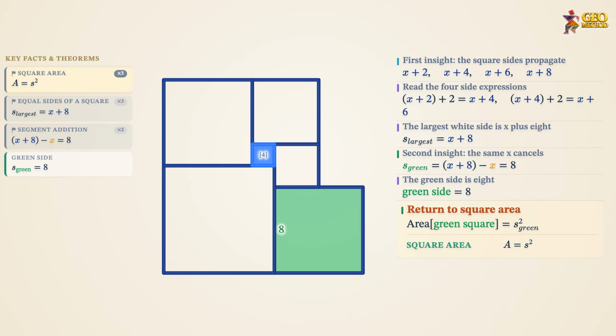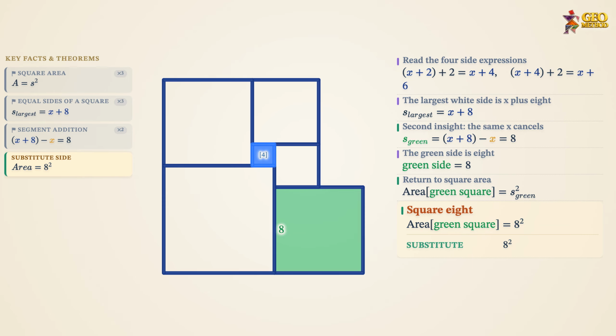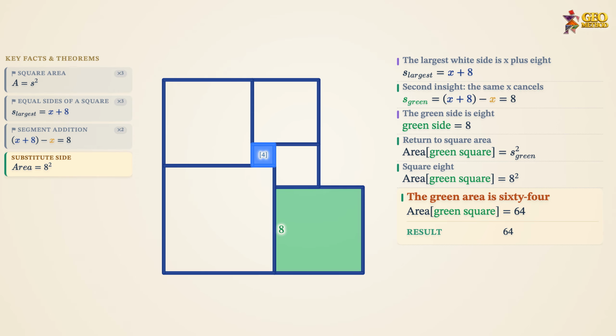Return to the square area rule. The green area is its side squared. Substitute the side length 8. Only one multiplication remains. 8 squared is 64. The green square has area 64 square units.